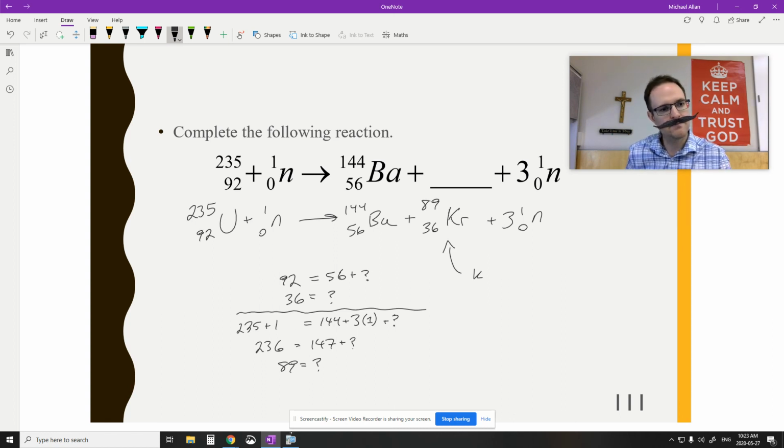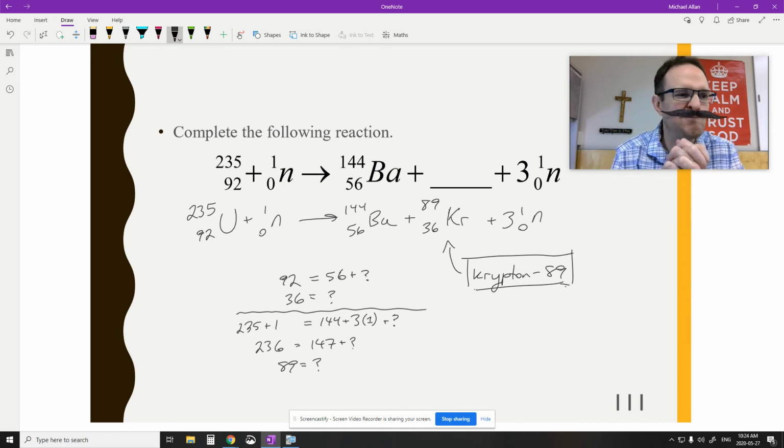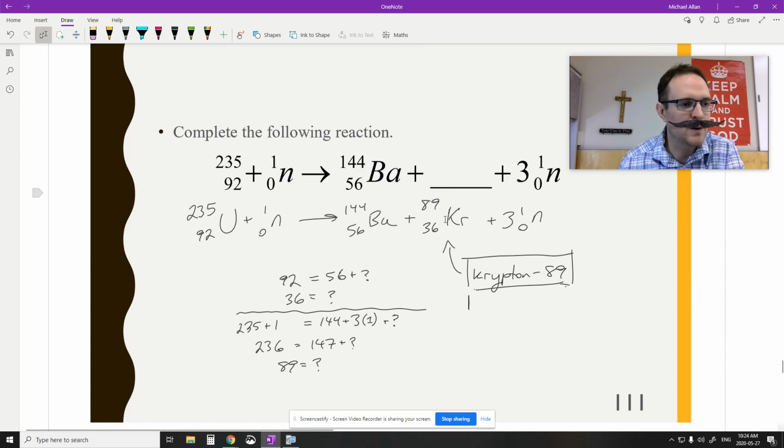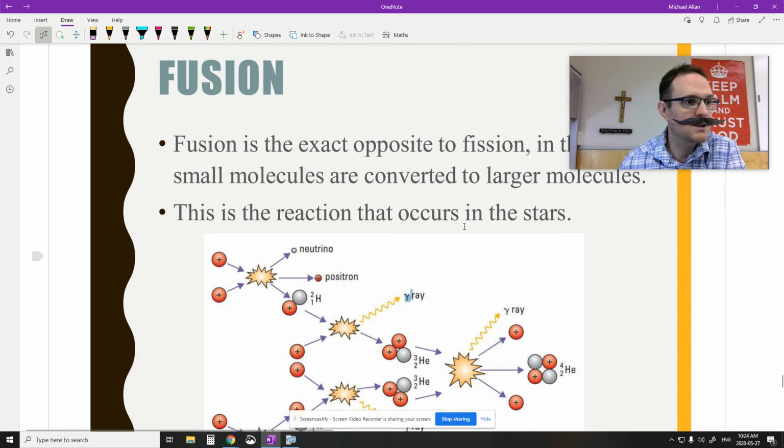I want to write that out. Let's write that out as krypton-89. Not just krypton, krypton-89. If you just say krypton, then I'm going to think it's krypton-84 or 83.8, so just some kind of average amount of krypton. This is very specific, krypton-89, which probably is very radioactive, and it will continue decaying over time. Okay, so in our next video, we're going to talk about fusion and how it's different than fission, and I'll see you there.